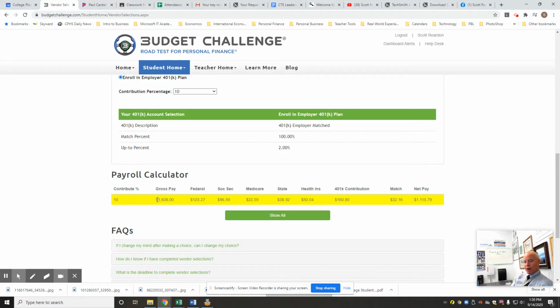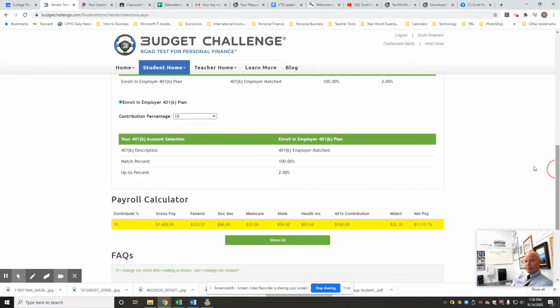Now, if you take your gross pay and subtract all these items, federal, Social Security, Medicare, state, health insurance, 401k, subtract all those items, you end up with a net pay of, in my case, $1,115.79. Now, notice I didn't say anything about match. That's the amount your employer is putting into your retirement plan. I put in 10%. They put in 2% of $1,608, or a match of $3,216.